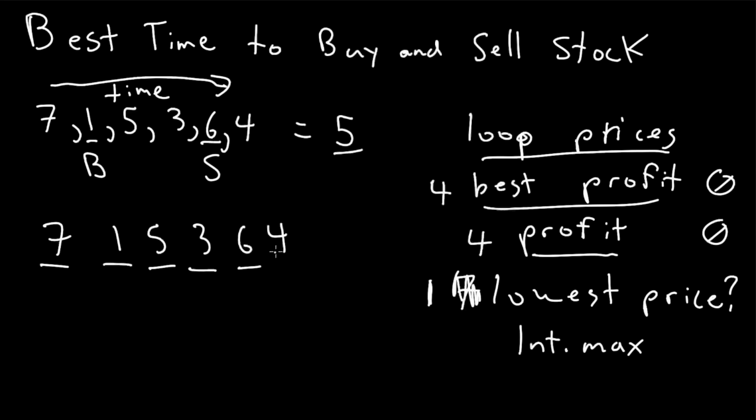And then finally, when we get to the 6, we're going to say, okay, what's the lowest price we've seen? We've seen a 1. So actually, we can update our best profit here to 5. And when you get to the last input, you're going to see that that's not the best profit, and that's how you can imagine this algorithm.